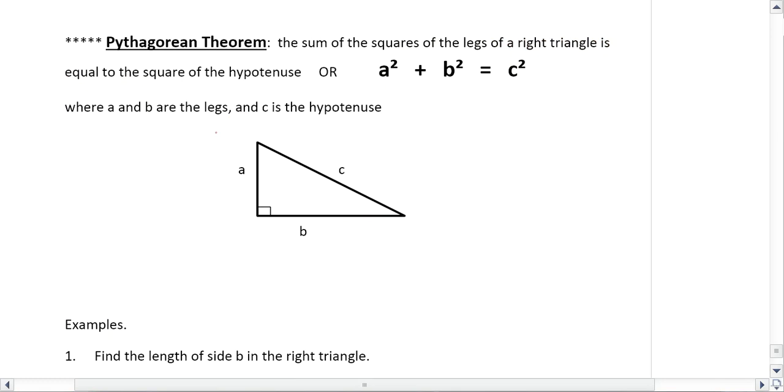This theorem was discovered in ancient Greece by a guy named Pythagoras who was working on triangles, and he discovered that if he measured the length of this side and squared it, and measured the length of this side and squared it, and added those together, it always added up to the square of the hypotenuse. So a and b in the formula, a squared plus b squared equals c squared, a and b are the legs, and c is always the hypotenuse. So please take note of that.